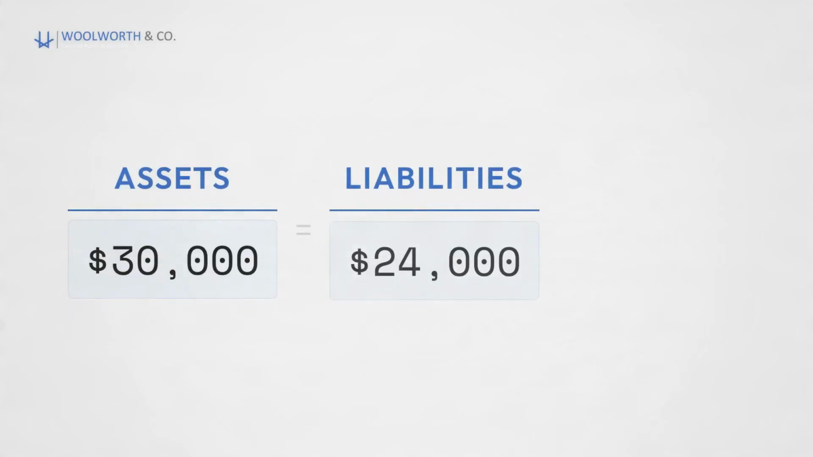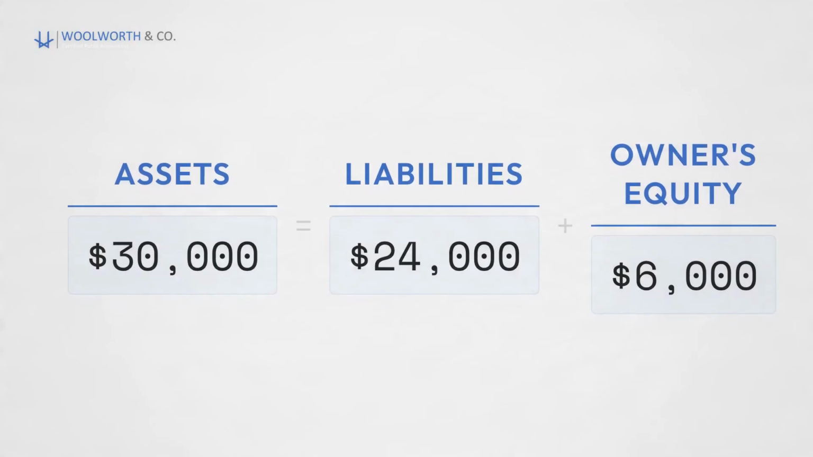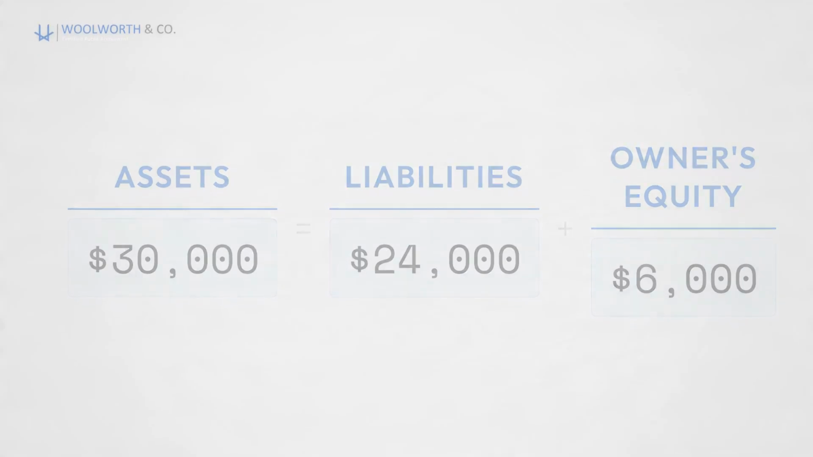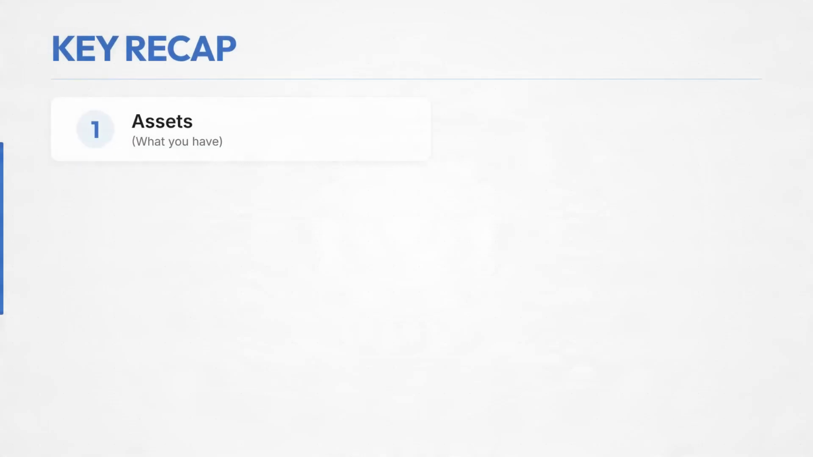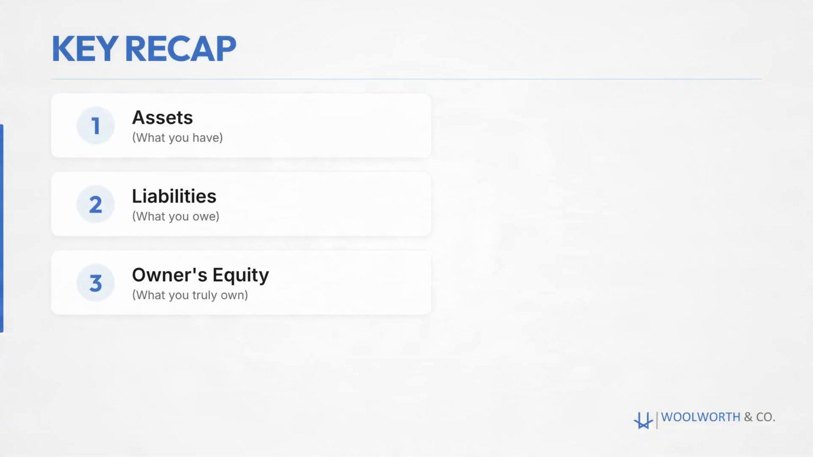This is the accounting equation. Assets equals liabilities plus owner's equity. Every asset must be financed by either creditors, owners, or both. It must always balance. So who paid for the asset? Either you, the owner, or a creditor. Remember, assets represent what you have, and the other side shows how you paid for it. Understanding this balance is your first step toward mastering accounting.